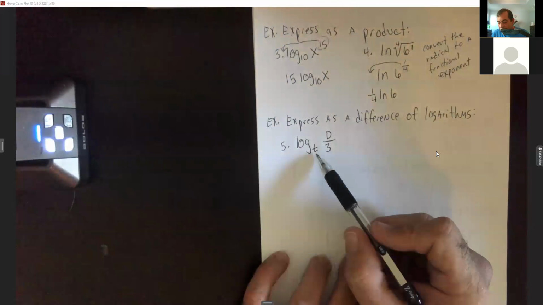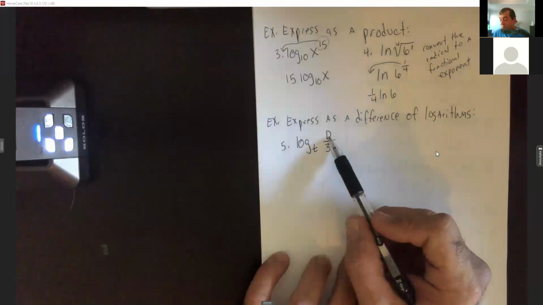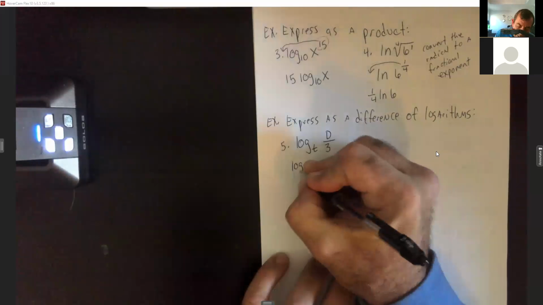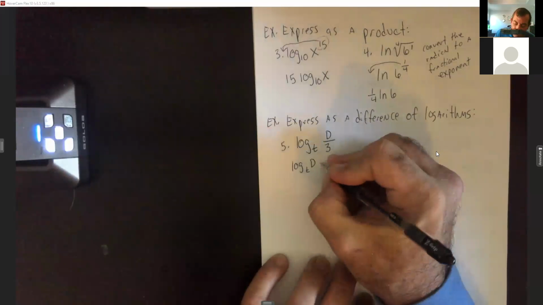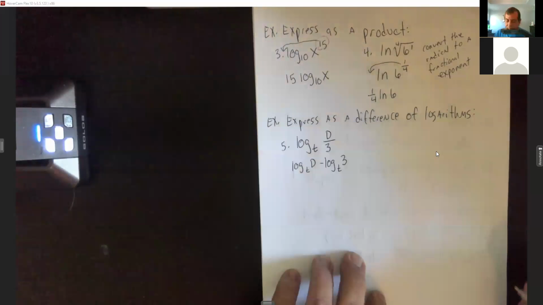So you got to distribute the log t to both of these. If they're on top, they're going to be positive. If they're on bottom, they're going to be negative. So when I rewrite this, I'll have a log base t of d minus a log base t of 3.